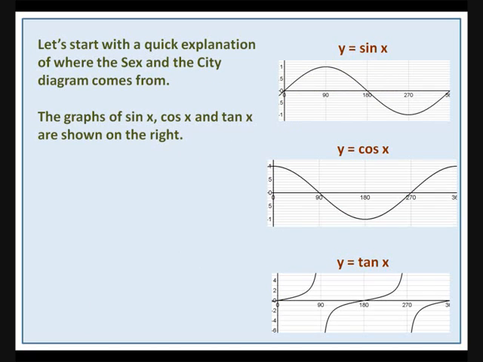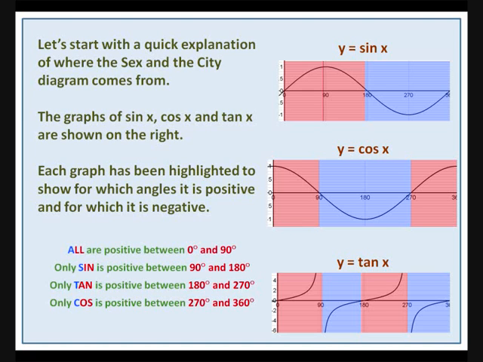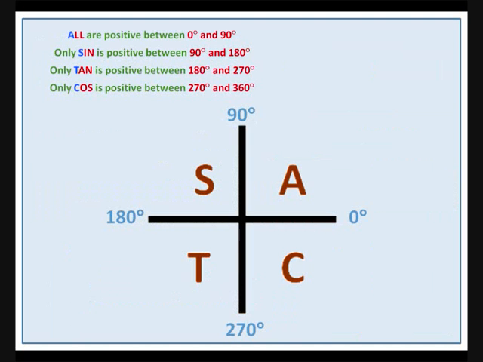The graphs of sine x, cos x and tan x are shown on the right. Each graph has been highlighted to show for which angles it is positive and for which it is negative. All are positive between 0 and 90 degrees, but only sine is positive between 90 and 180. Only tan is positive between 180 and 270, and only cos is positive between 270 and 360. So these facts can all be represented in this diagram as shown, with all between 0 and 90, S between 90 and 180, and so on.